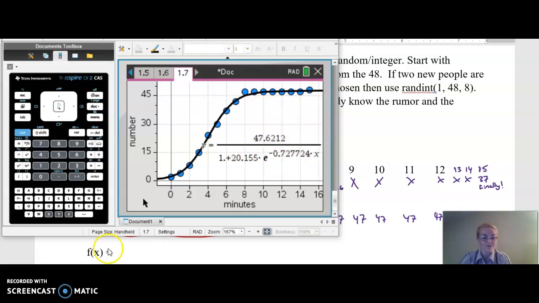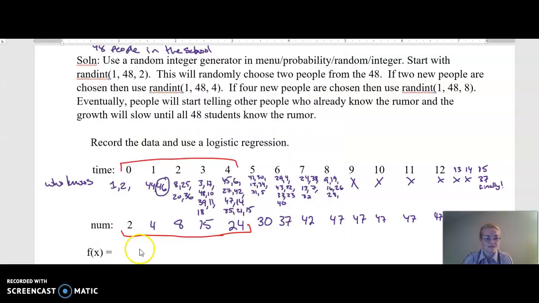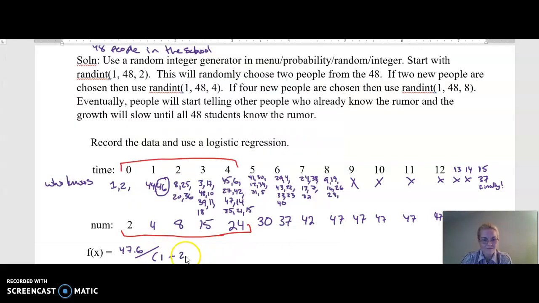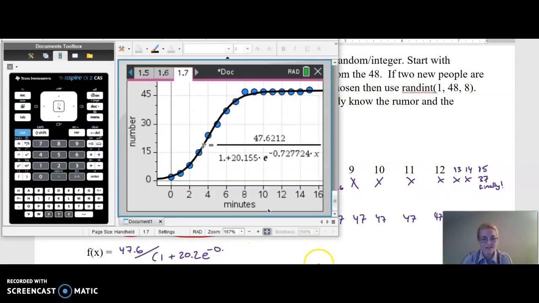So what is f of x? 47.6, right? So in this case, it's going to be 47.6 divided by 1 plus 20.2 times e to the negative 0.7x.